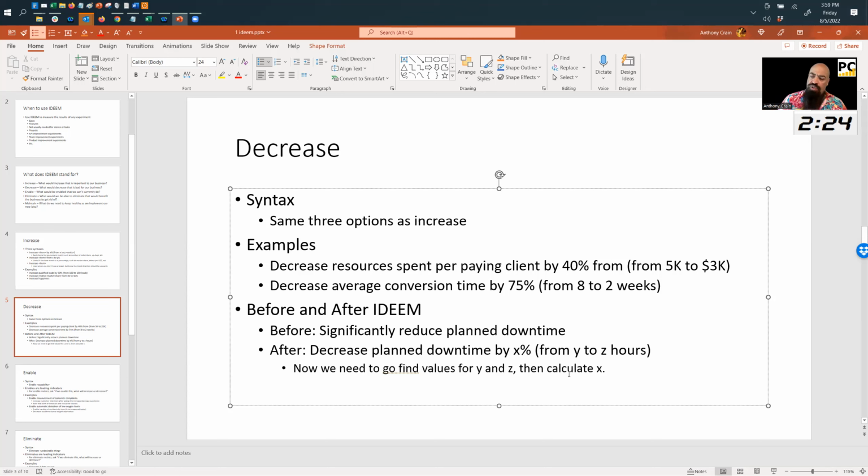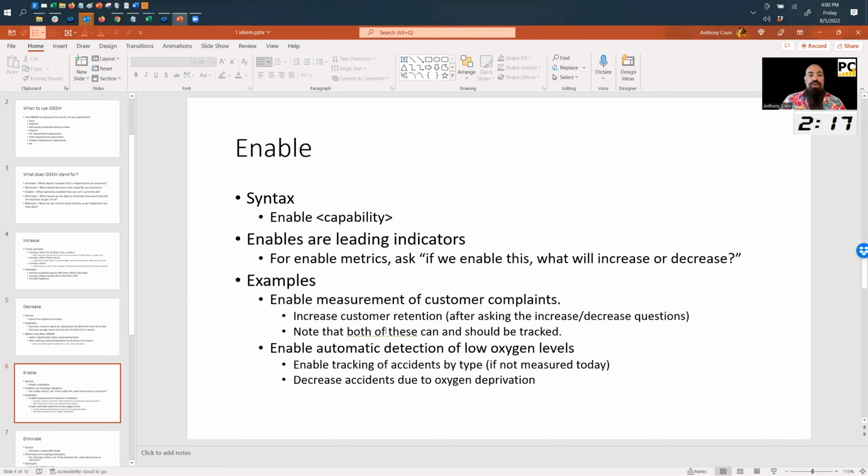And this actually increases the quality of our experiments, okay? So you can see how asking to apply IDEEM improved the quality of the metric. Enable. Okay, so here we're going to do something we couldn't do before. So when you have an enable, always ask, if we enable this, what will increase or decrease?